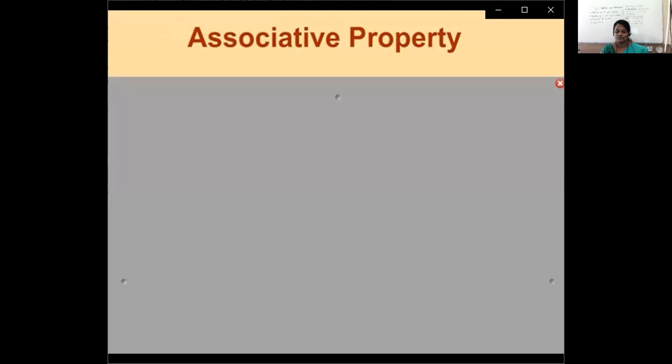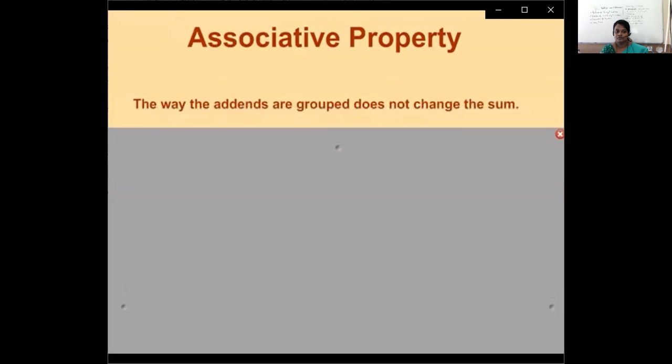The associative property is also known as the grouping property. This is the way that the addends are grouped. It does not change the sum. It doesn't matter which order you do it in. Most of the time, when you're talking about the associative property, you're talking about 3 or more addends.